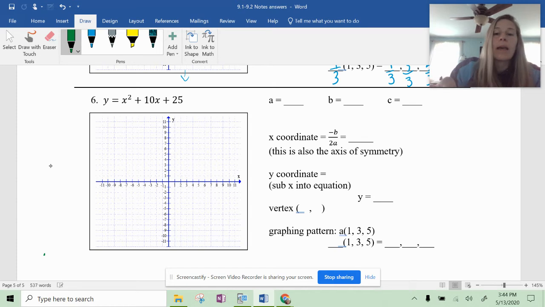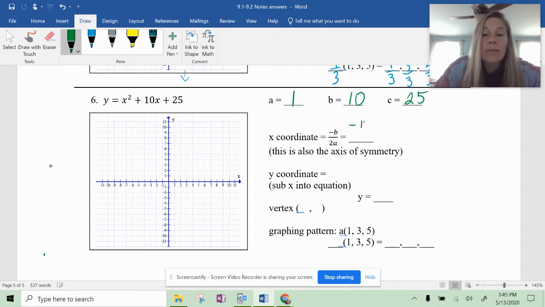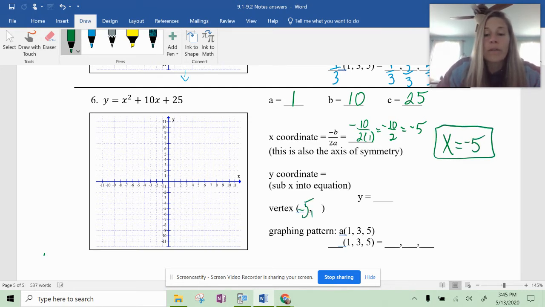we have the a value, which is positive 1, the b value, which is 10, and the c, which is 25. So negative 10 over 2 times 1, so negative 10 over 2 equals negative 5. So the axis of symmetry is x equals negative 5. Negative 5 is also the first part of the vertex. So to find the y, we're going to substitute in that negative 5, and you can certainly do that on your calculator.